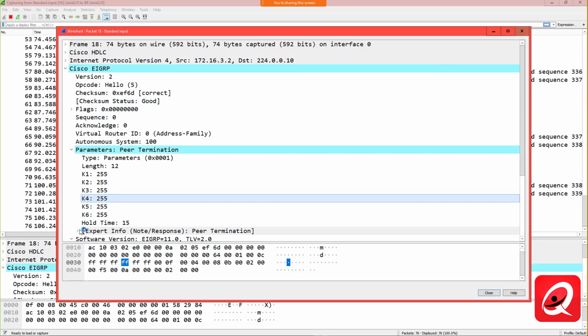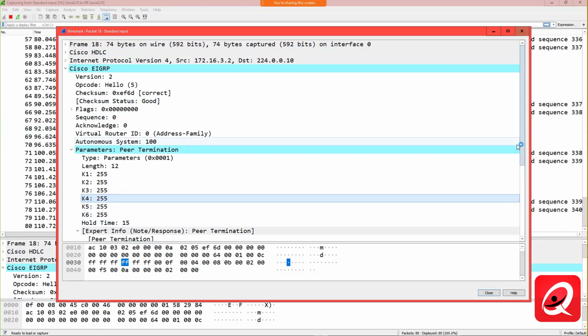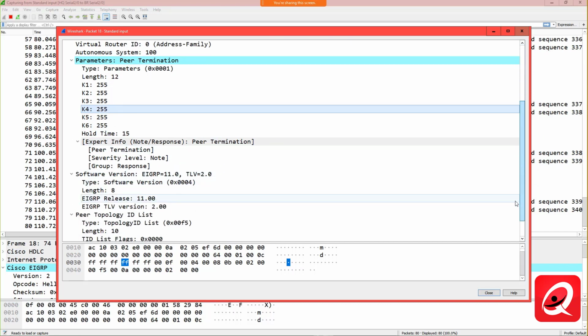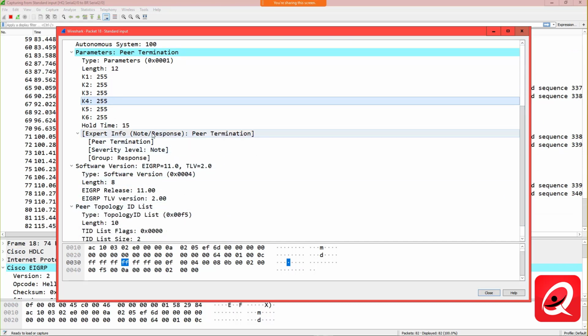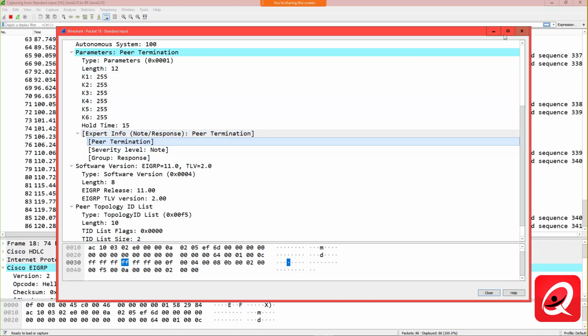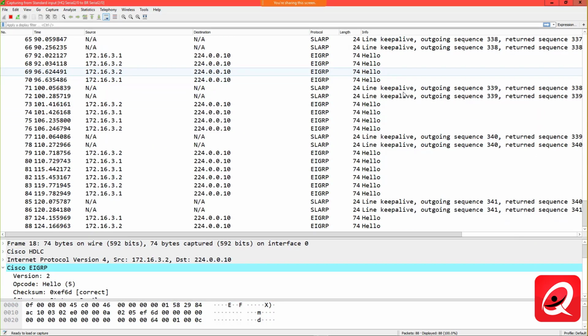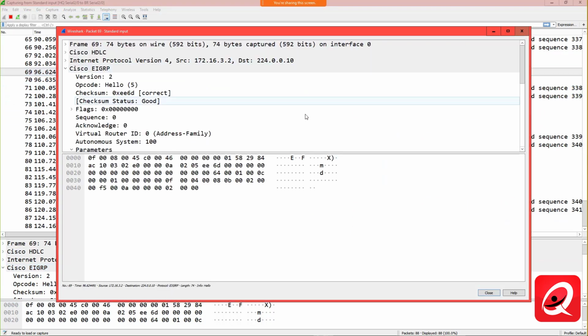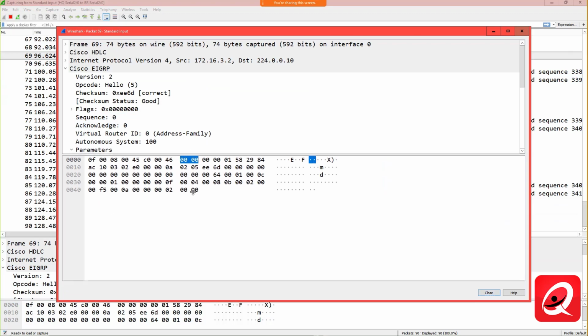Let's see what the expert info says here. Probably not much, but let's see. Yeah, this is Wireshark. Anything in brackets is being added by Wireshark. It's not actually part of the payload. We should be able to see at some point the actual K values.